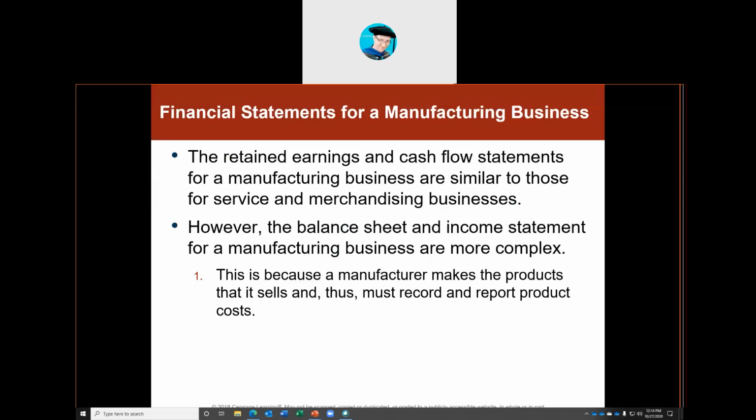On the financial statements for a manufacturing business, retained earnings and cash flow statements are very similar to the services and merchandising businesses. However, the primary differences are on the balance sheet and the income statement for a manufacturing business, where you'll see that it's a little bit more complex because it produces the inventory that it sells, and it reports product costs.